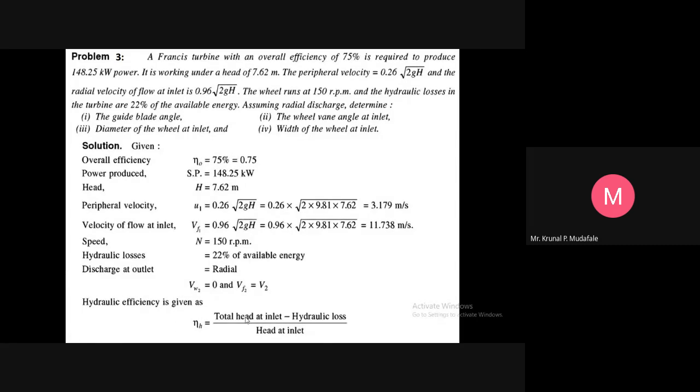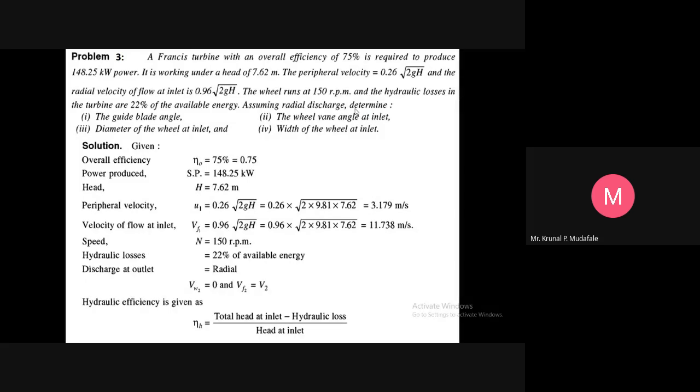The losses are given as 22% of the available energy. 22% of available energy means whatever the output is at 100% minus 22. Assuming radial direct discharge, obviously the Francis turbine has radial discharge, as we know well. So what does radial discharge mean? Discharge at the outlet is nothing but radial. It is a radial condition.